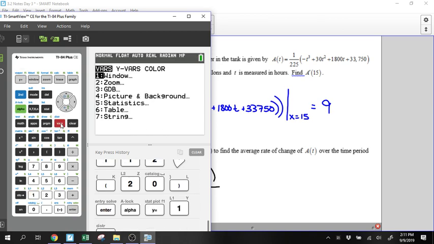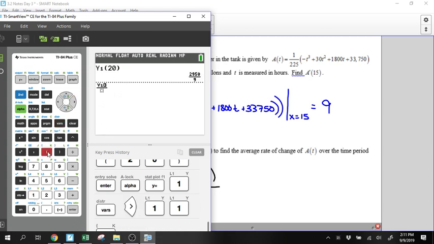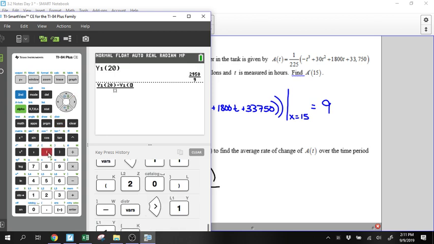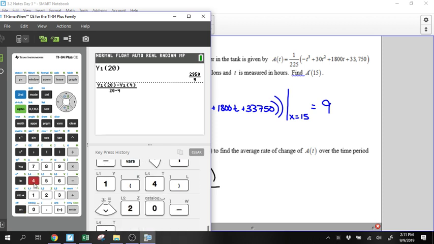Go grab your YVARs. I want to evaluate it the first time at 20. And then I want to evaluate it at 4. So go grab that again. Evaluate it this time at 4. And we can put 20 minus 4, or 16, down in the bottom. And we've now typed in that entire average rate of change formula into our fraction at one time, and just hit enter.